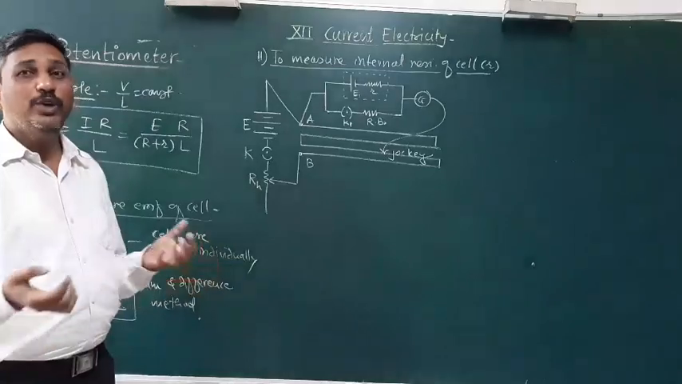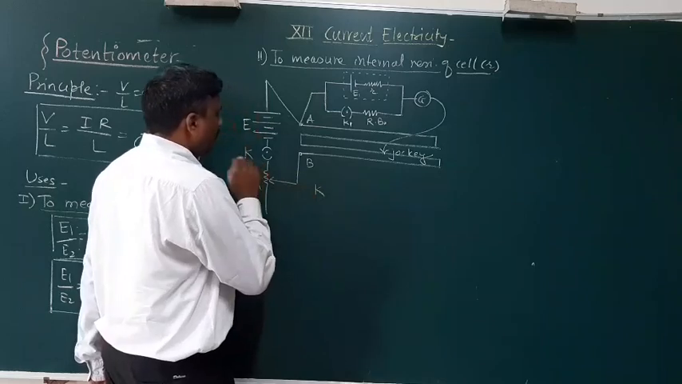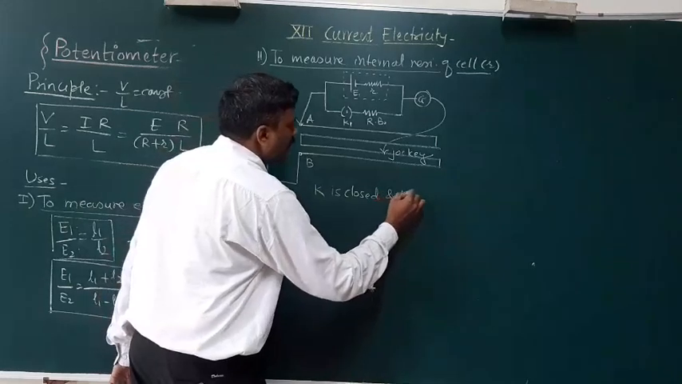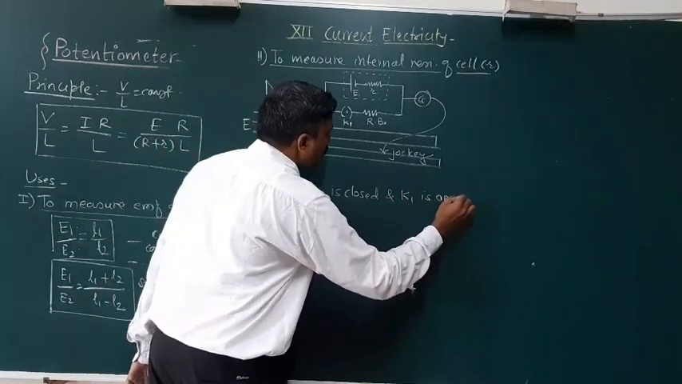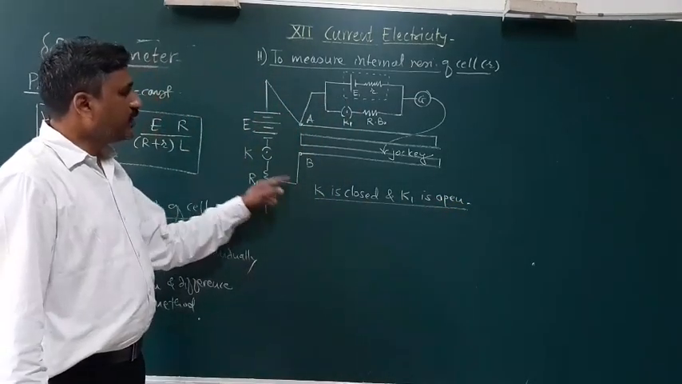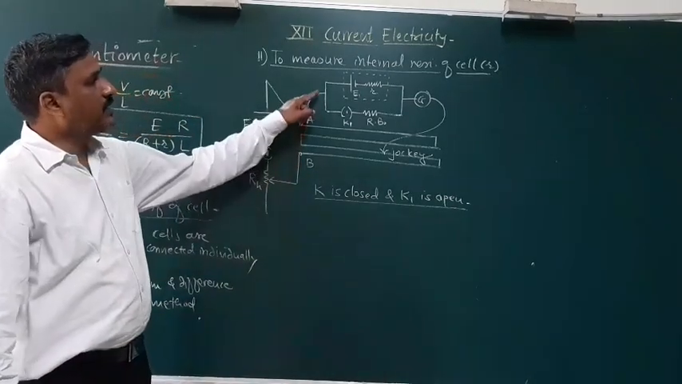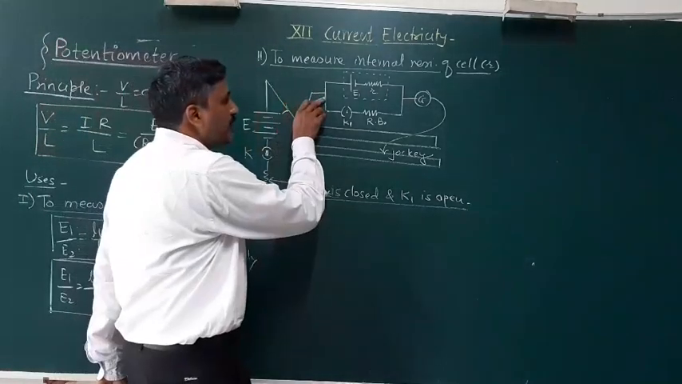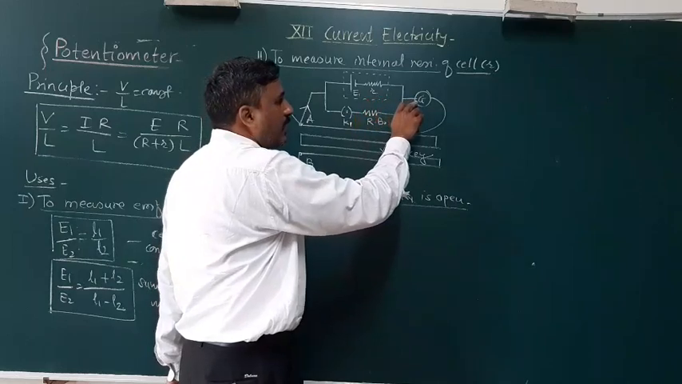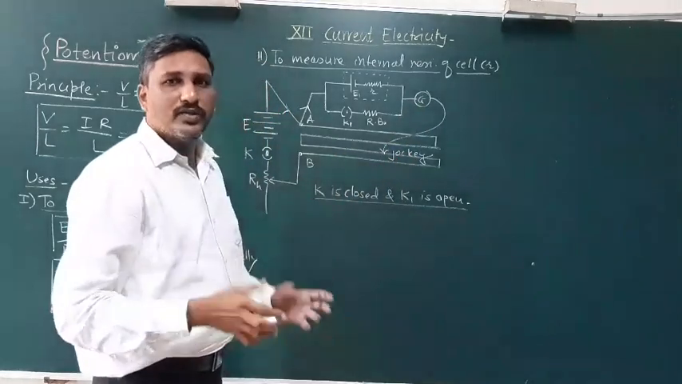Now see how it works. That is very important. In the first part, key K is closed and K1 is open. Then what happens? Key K closed means current is flowing. This current reaches up to this part. Then current starts to flow from this cell, through its internal resistance, and the galvanometer shows some deflection. We can slide the jockey till the galvanometer shows zero deflection.